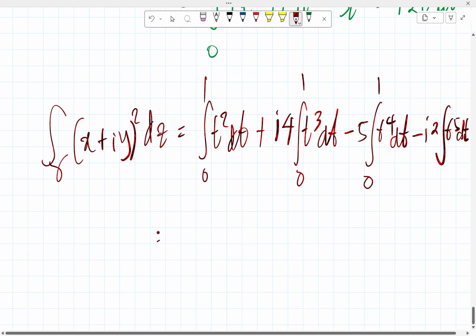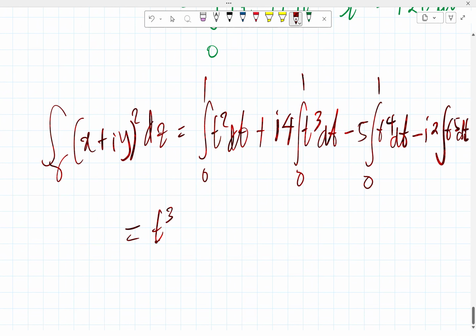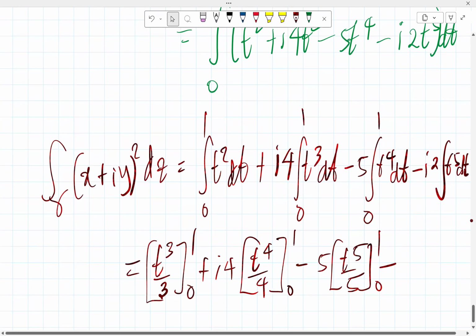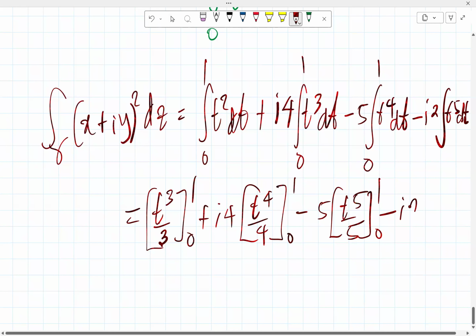So first one, we have t³ over 3 from 0 to 1, plus i4 times t⁴ over 4 from 0 to 1, minus 5 times t⁵ over 5 from 0 to 1, minus i2 times... right? This is i2, not i squared. It's i2.